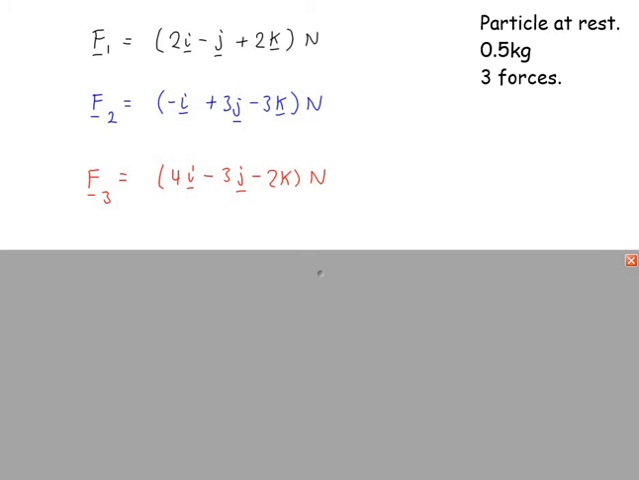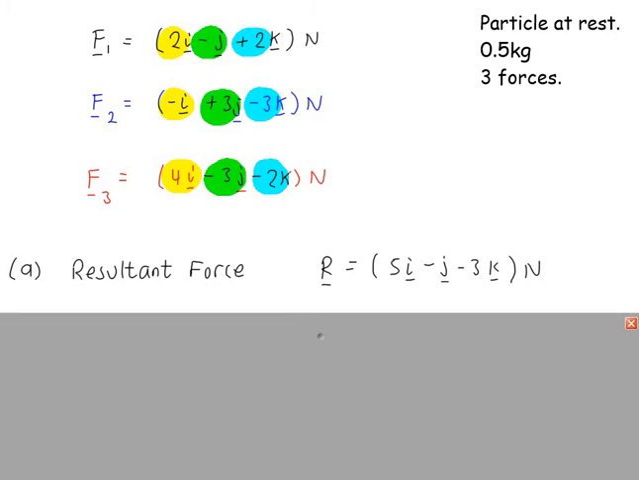To work out the resultant force acting on the particle, we add these three forces together. So we need to add the i components together, add their j components together, and add their k components together. And when we simplify, we get this resultant force.